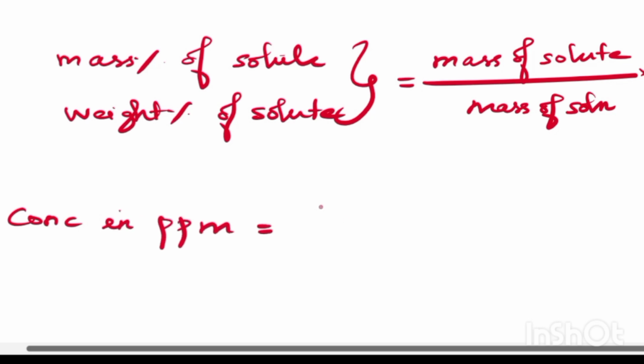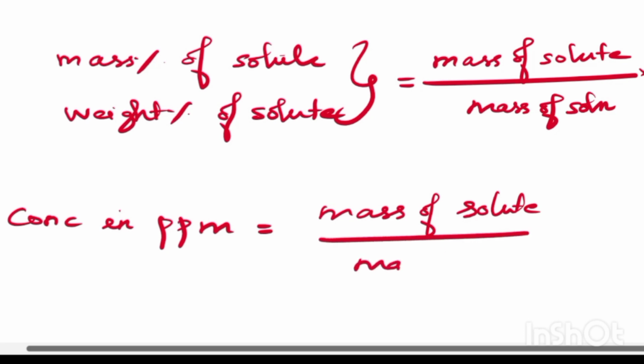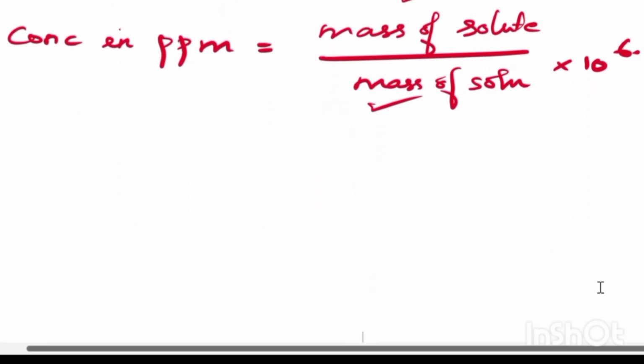The formula of concentration in ppm is mass of solute divided by mass of solution into 10 to the power 6. Okay, they can directly ask you, like they'll give you the mass of the solute and the mass of the solution also, and they'll ask you what is the concentration of a solute in ppm. Okay, so already it has been asked in one previous year. By using this formula, you have to solve that.